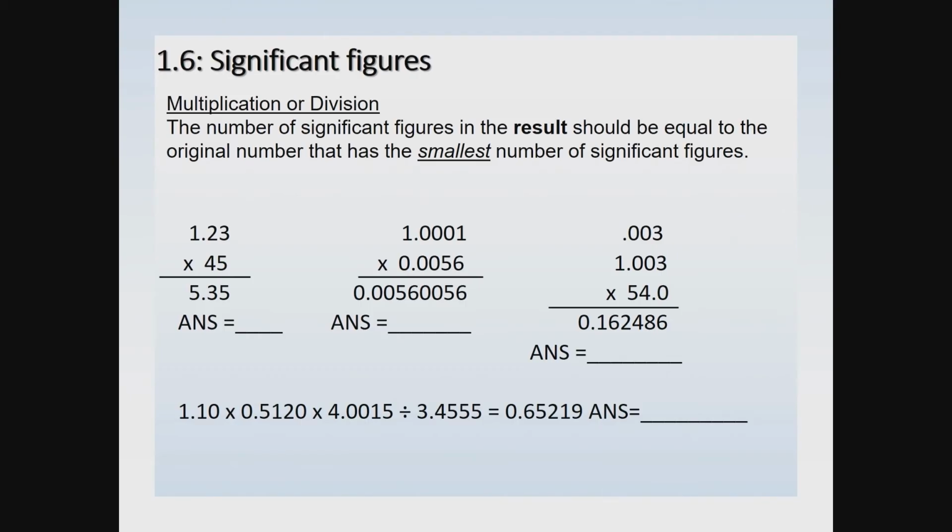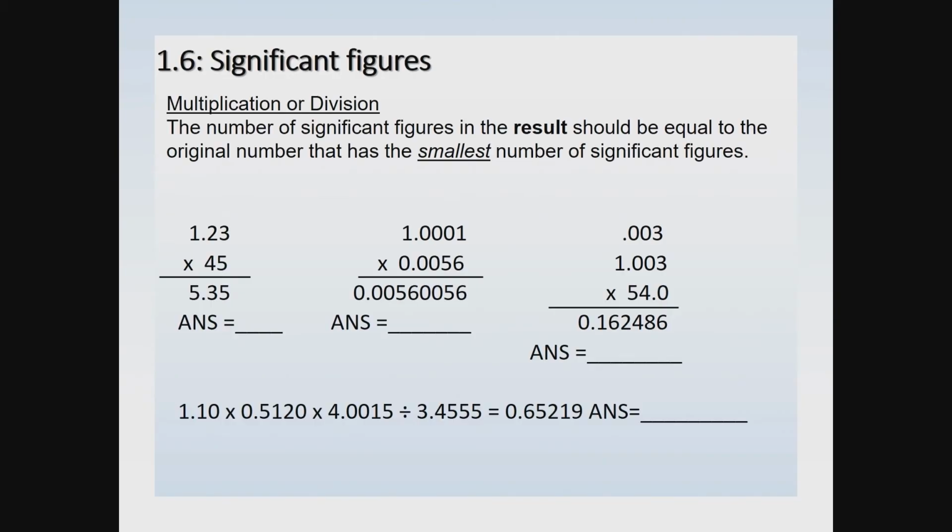So the basic rule is this. When you have measurements that you're multiplying and dividing and you get an answer on your calculator, you round the answer on your calculator to the number of significant figures which is equivalent to the measurement with the least number of significant figures. So let's go ahead and try some problems.